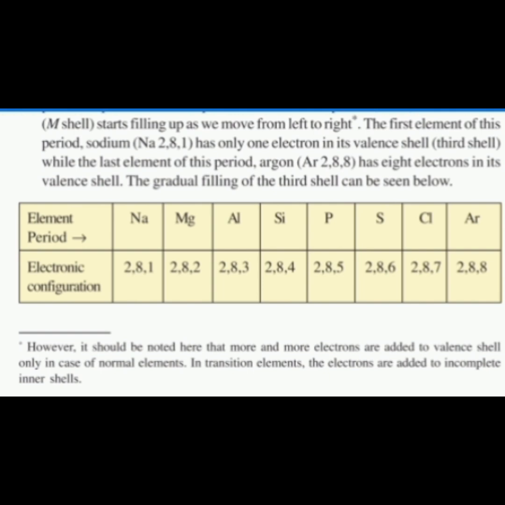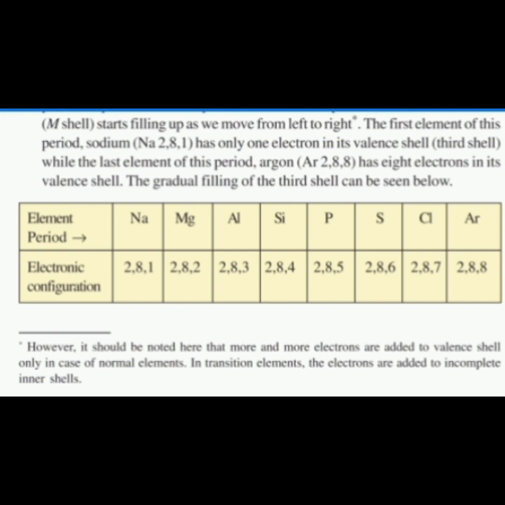But here what they are telling is it should be noted that more and more electrons are added. So in this period, more and more electrons are added into the shell. In case of normal elements, more and more electrons are added in the valence shell. In the transition elements, electrons are added to incomplete inner shells. The electrons are also added in the inner shell to complete the inner shell. So this is the thing that happens inside the element.